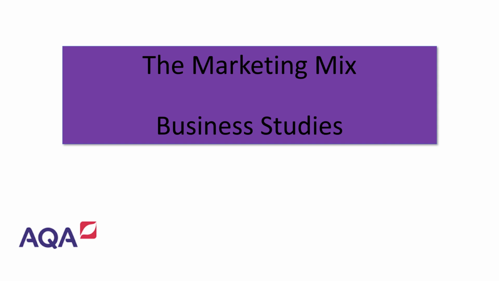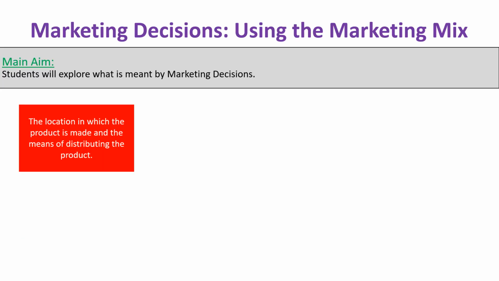In this video we will be looking at the marketing mix. We'll be exploring the different marketing decisions. So let's just have a look at the different 7 P's of the marketing mix. The first one being place. This is the location in which the product is made and the means of distributing the product, and this can be through wholesalers, retailers.